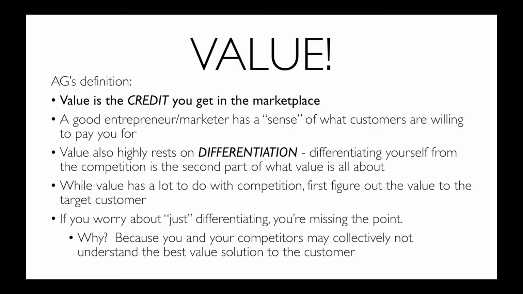The second part of the definition, and again, don't confuse this, it's not two definitions, it's two elements of just one definition. The second part of the definition is all about differentiation. I cannot overstress this. So if you are creating a value proposition and you get that first part correct, the credit in the market, but you don't differentiate sufficiently from the competition, you may have somewhat of a value proposition, but you're going to have a weaker one. The idea is to have the strongest value propositions we can have and the ones that are hopefully the most unique.